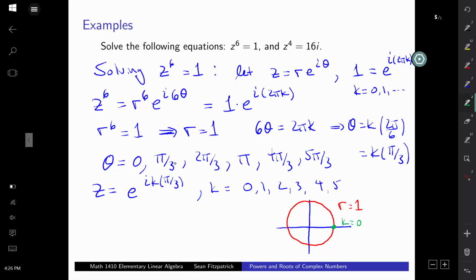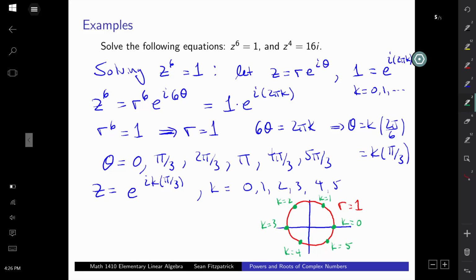I get this guy here. If k is equal to 1, I'm at the angle pi by 3. If k is equal to 2, I have the angle 2 pi by 3. I know how to evaluate that guy. If k is equal to 3, I've got the angle pi. So z equals minus 1. That's also a solution. k is equal to 4. And k is equal to 5.